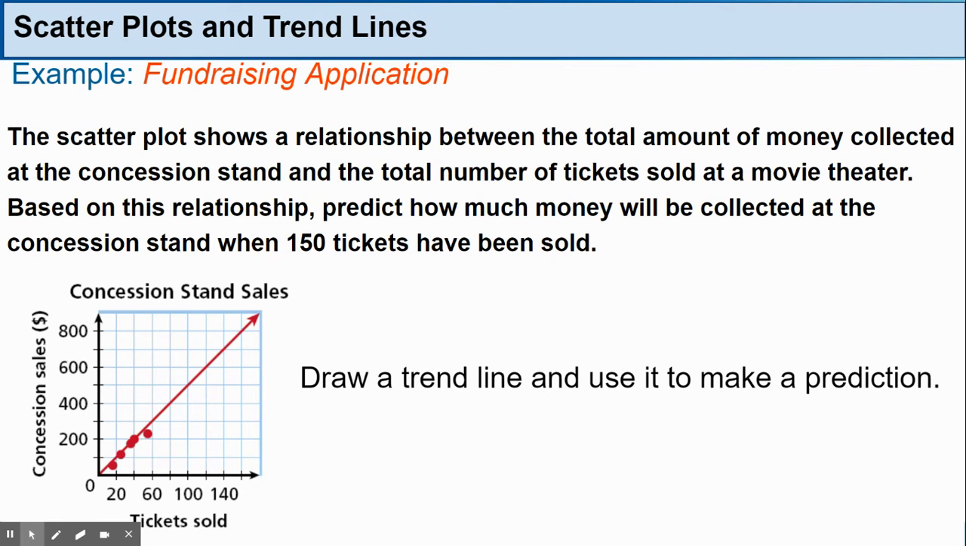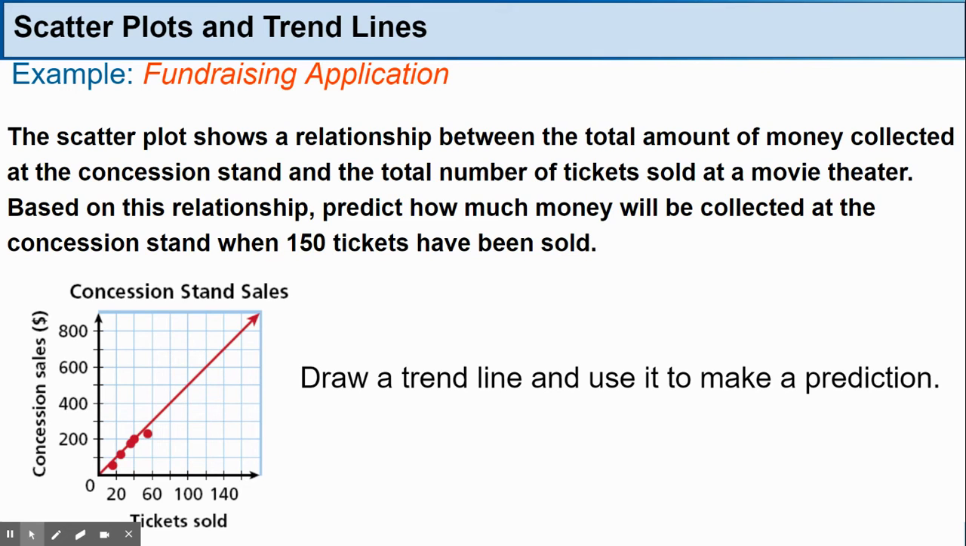So we are going to look at our scatter plots and the trend lines both together now. The scatter plot shows a relationship between the total amount of money collected at the concession stand and the total number of tickets sold at a movie theater. So the tickets sold is our x value, and the amount made is our concession stand sales, with the topic on the top of our graph. Based on this relationship, we want to predict how much money will be collected at the concession stand when 150 tickets have been sold.